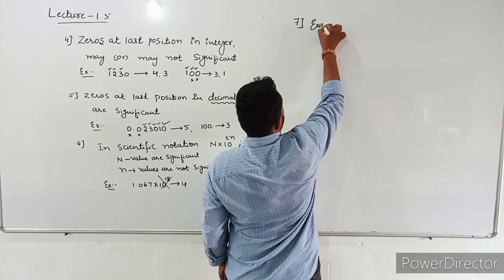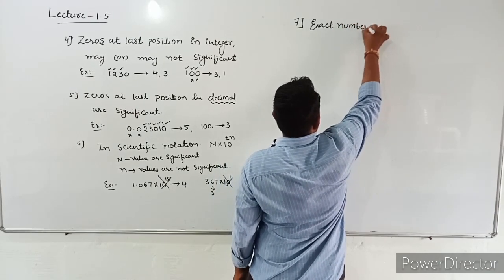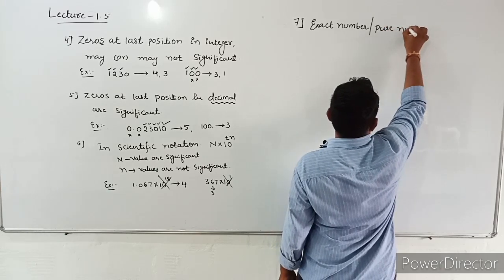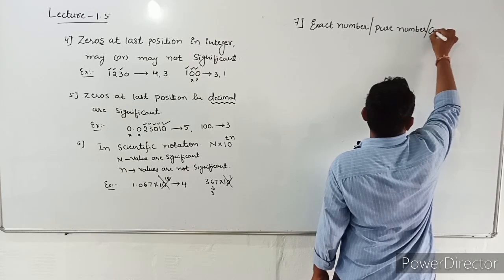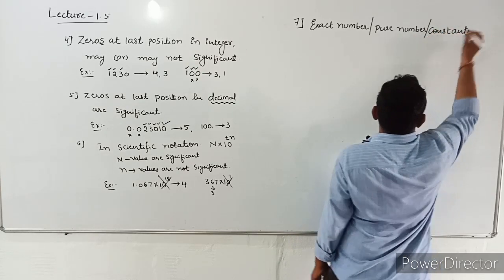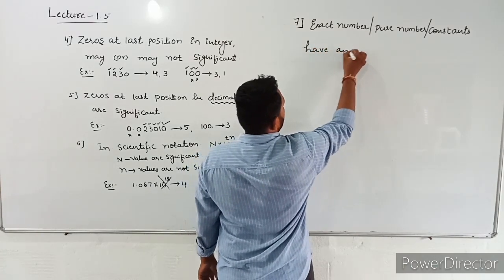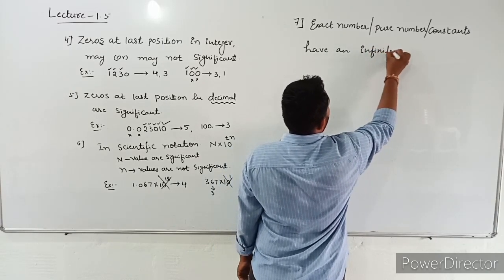Okay. Next one, the seventh rule. Exact numbers are pure numbers, are constants, and have an infinite number of significant figures.